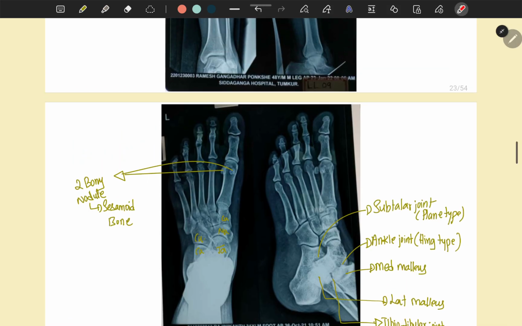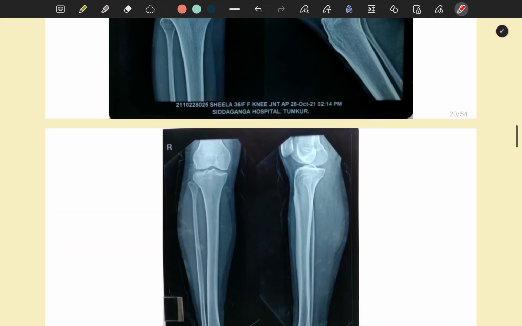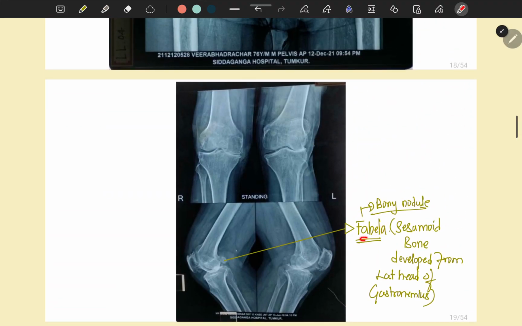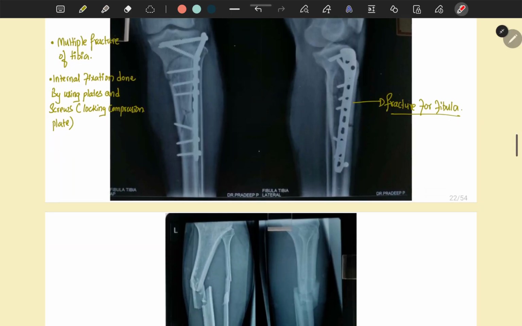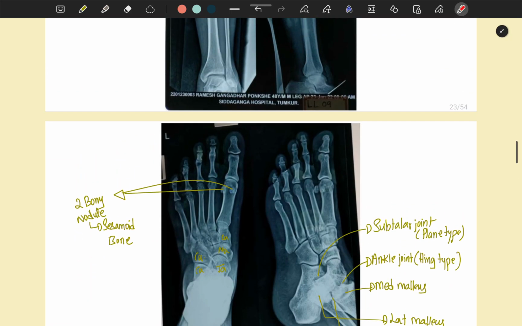Okay. And as we saw here, in the fibula, a sesamoid bone, a bony nodule it was. Similarly, you can see in the foot also two bony nodules in front, near the metatarsals, near the first metatarsal, that is called the sesamoid bone.